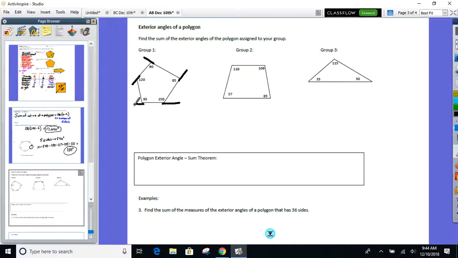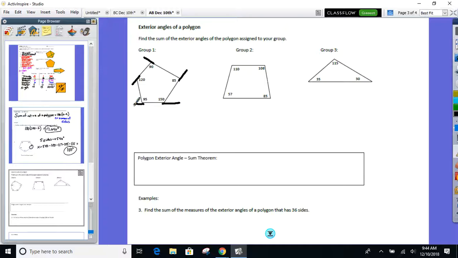Now, quickly, before I assign group 2 and 3, 150 and its exterior should add up to what? 180. They're linear pairs. Okay. I don't want to know what they are. I want to know what they all add up to at the end. That's your goal. Group 2, you guys right here, you got the figure in the middle. And group 3, you guys have the triangle. Find each exterior angle and let me know what they all add up to.